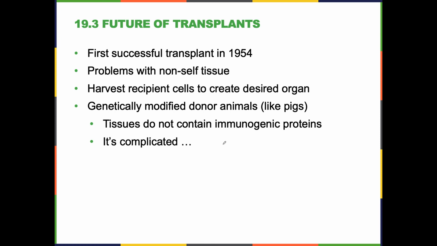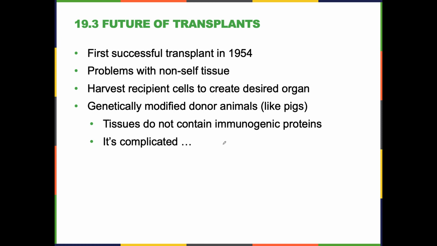And then that has gone on to maybe taking cells from an animal and seeing if you can grow a heart or a lung from it. And are these functional? Are they the right size, et cetera? So that's probably the most exciting avenue. I don't think we're there yet, but that's definitely the most exciting. The other one is using donor animals, genetically modified donor animals, like pigs, for example.